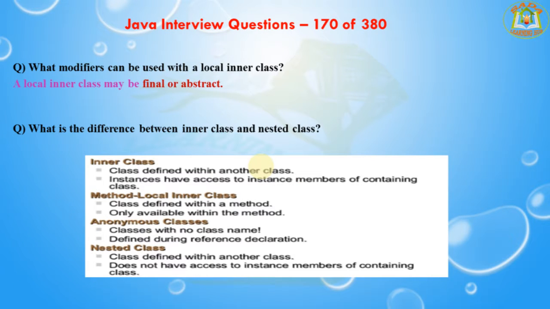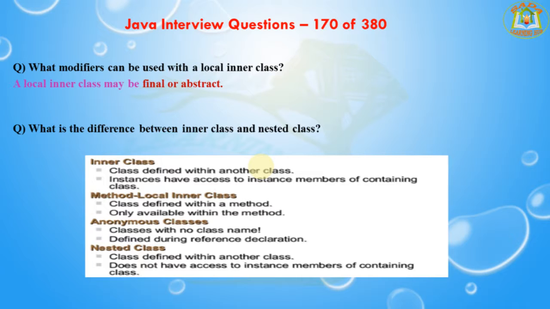The next question is, what modifiers can be used with a local inner class? A local inner class may be final or abstract.